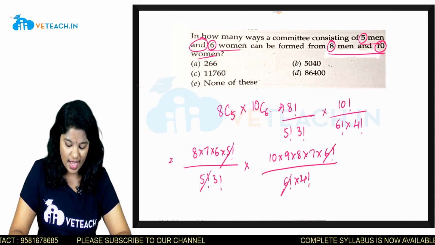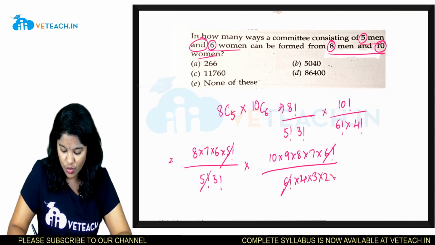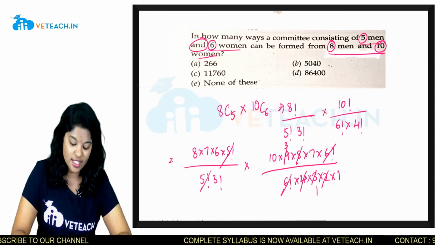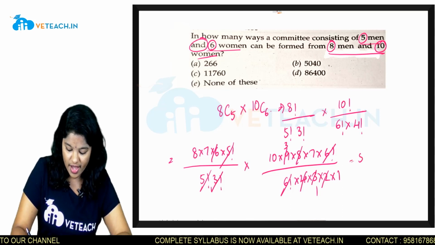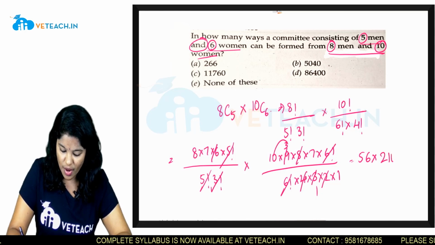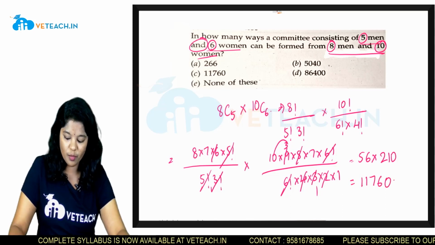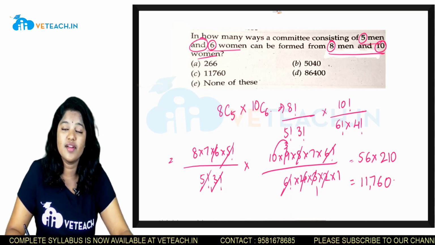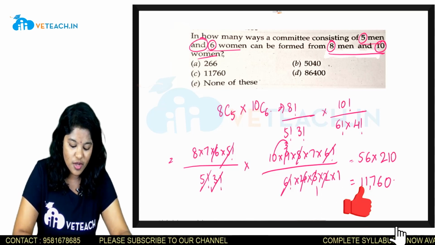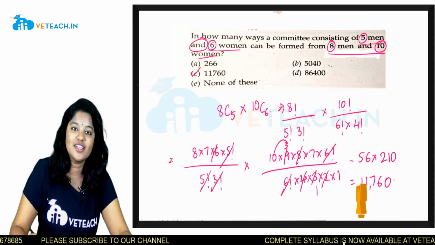So these both will get cancelled out. 4 factorial is nothing but 4 into 3 into 2 into 1. So 4 2s are 8, 8 times 3 is 24. 3 factorial means 6. So we will get 56 into 210, that is equal to 11760. So in 11,760 ways we can form a committee consisting of 5 men and 6 women from 8 men and 10 women. So option C is our correct answer.